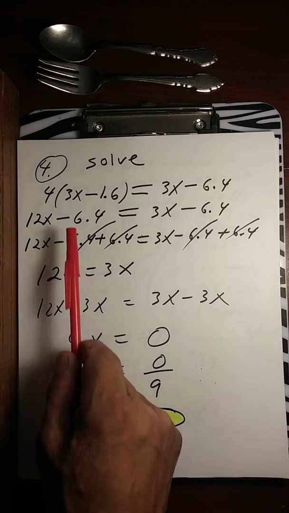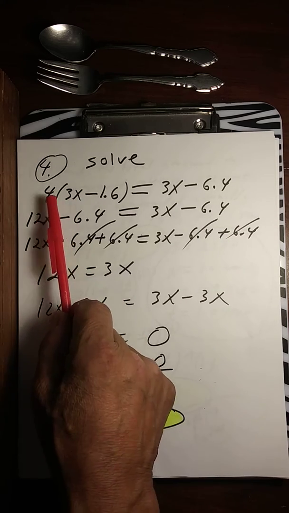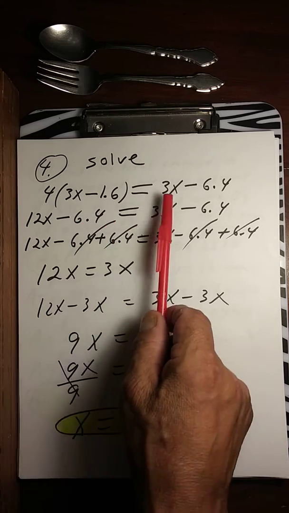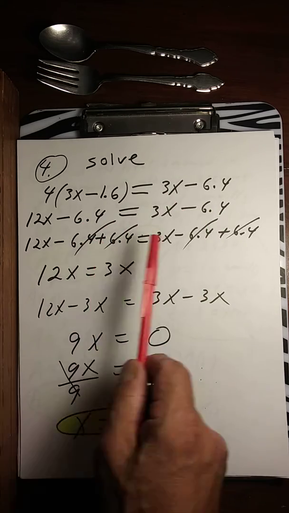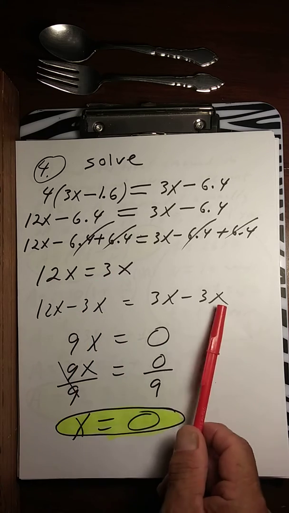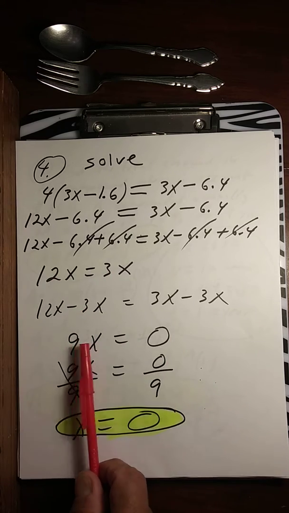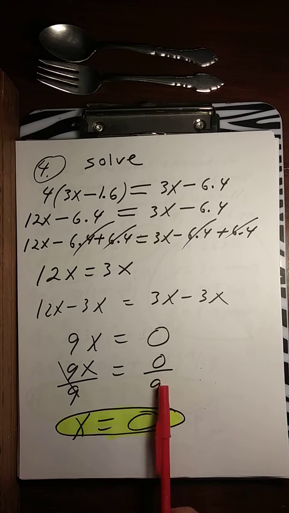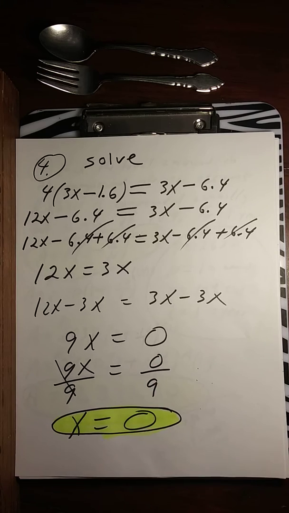Alright. 4 times 3 is 12x. 4 times that is negative 6.4. 3x in that. Add 6.4, add 6.4. These are gone. 12x equals 3x. Minus 3x, minus 3x. So 9x equals 0. Divide by 9, divide by 9. 0 divided by 9 is 0.